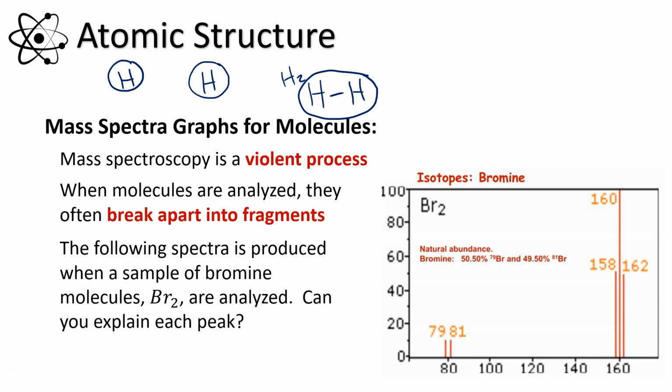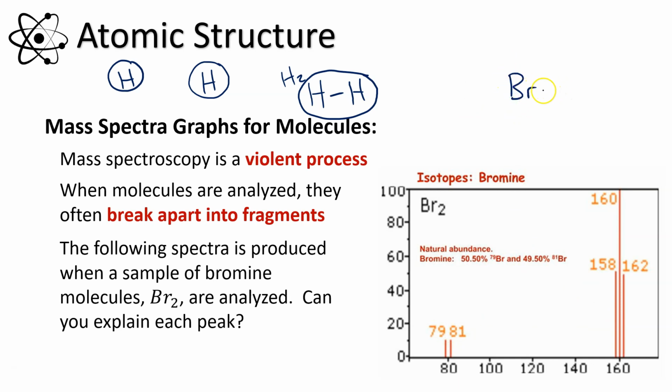This means at the end of the tube, there's all kinds of different particles that are being analyzed. We're going to take a look at how it works for a sample of bromine molecules, which are Br2. So you can see right off the bat, there's not just a couple peaks here, there's lots of different peaks, and they're really spread out from each other. Let's start analyzing what we're seeing here.